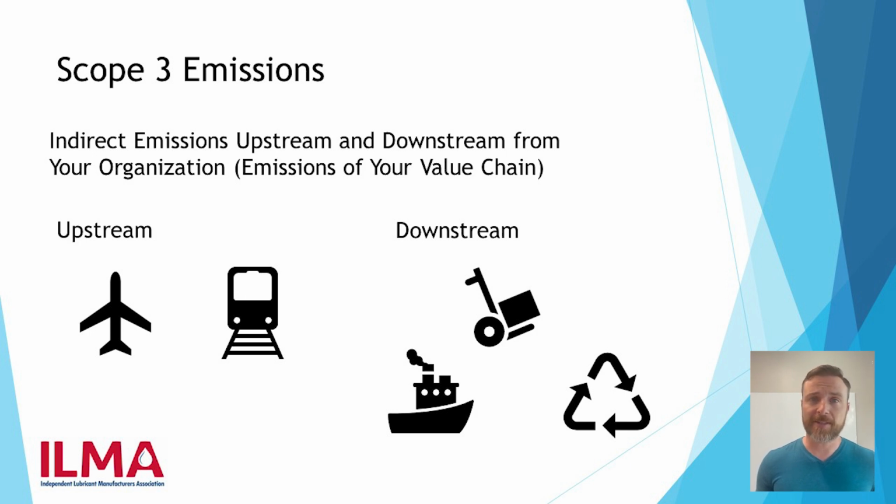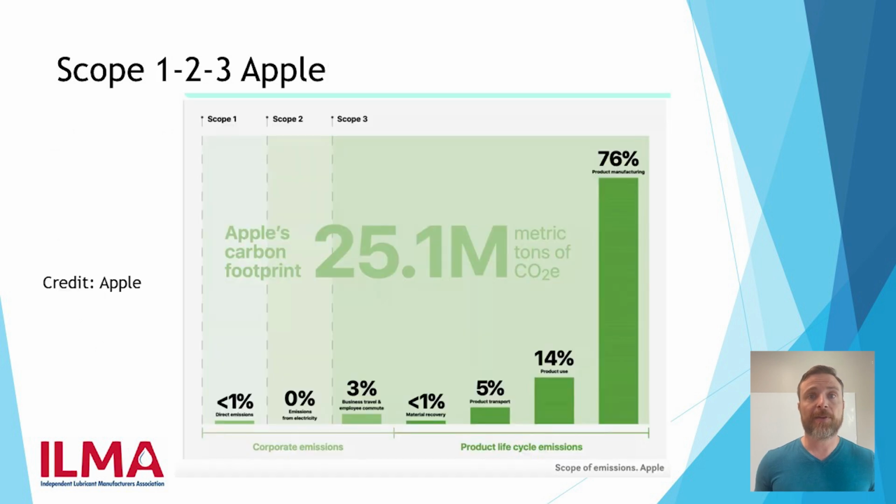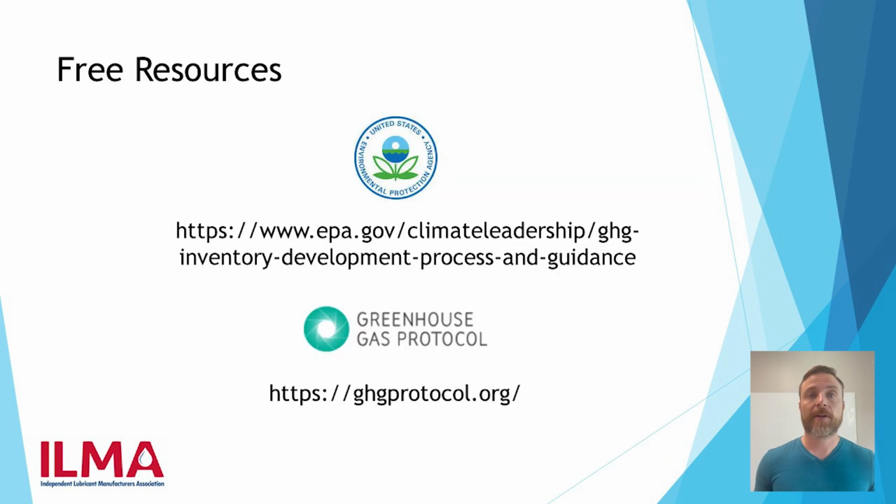Given the complexity and breadth of Scope 3 and given it's outside your organizational boundaries or direct control, why study it? Well, if you look at the Scope 1, 2, and 3 emissions of a very famous company, Apple, it tells a story in that 99% of their emissions sit in the Scope 3 bucket. Now, there are numerous free resources for those who would like to learn more about Scope 1, 2, and 3 emissions, and the US EPA website is a great starting point.